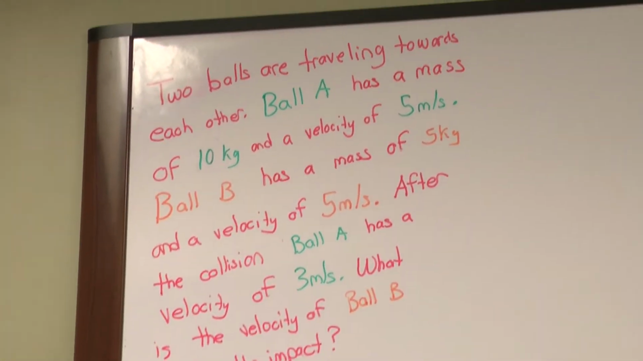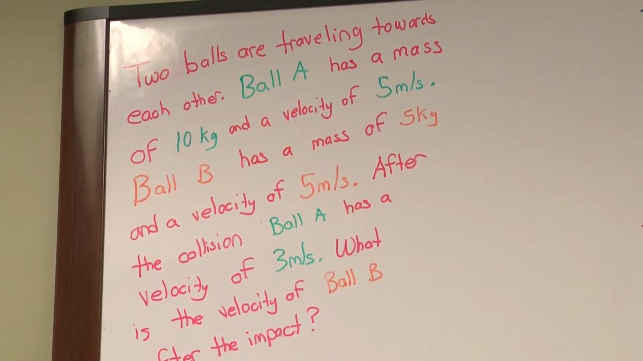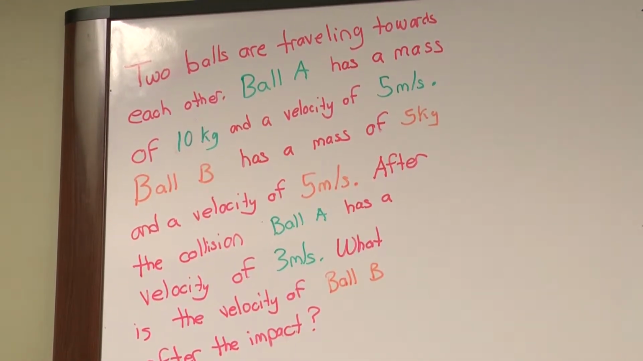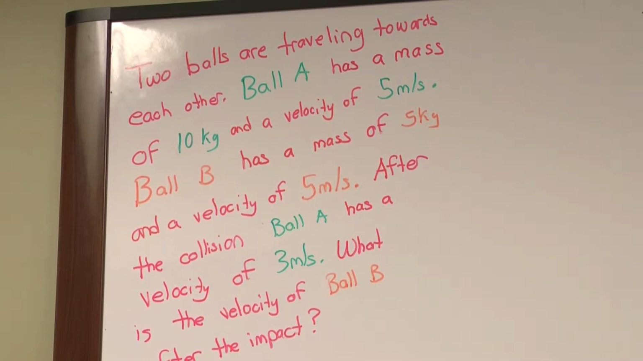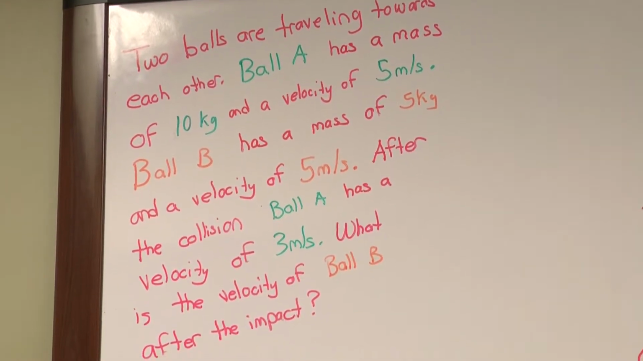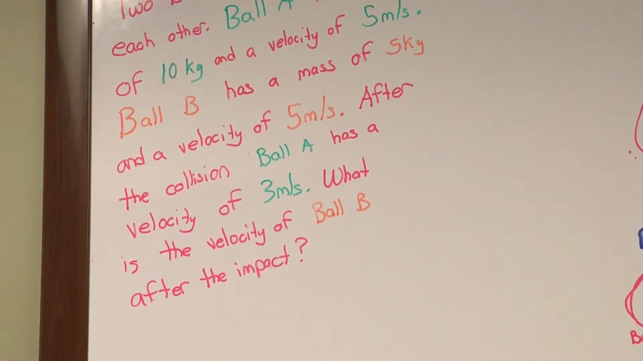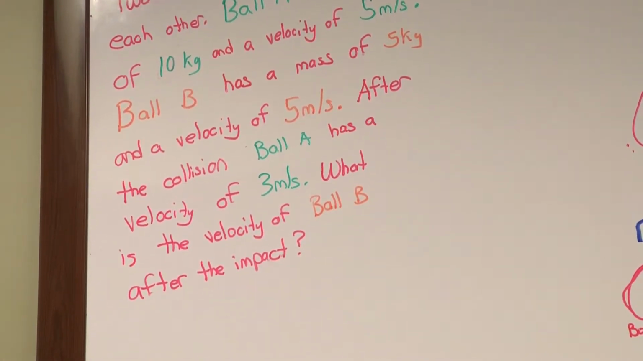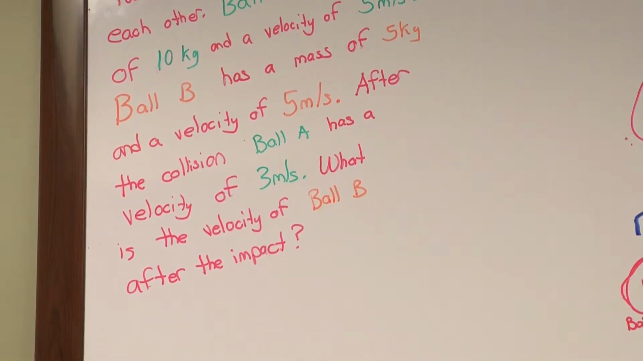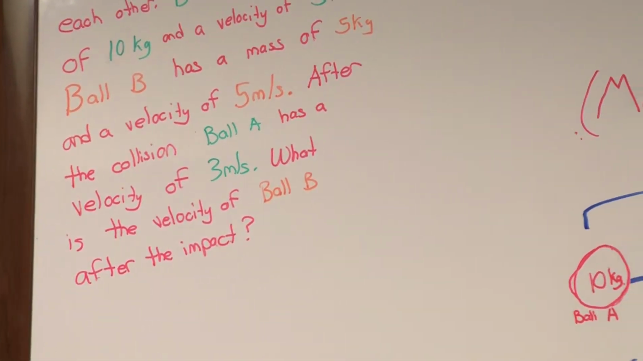Ball A has a mass of 10 kilograms and a velocity of 5 meters per second. Ball B has a mass of 5 kilograms and also has a velocity of 5 meters per second. So they're traveling at the same speed, but with different masses. After the collision, ball A has a velocity of only 3 meters per second. What is the velocity of ball B after the impact?